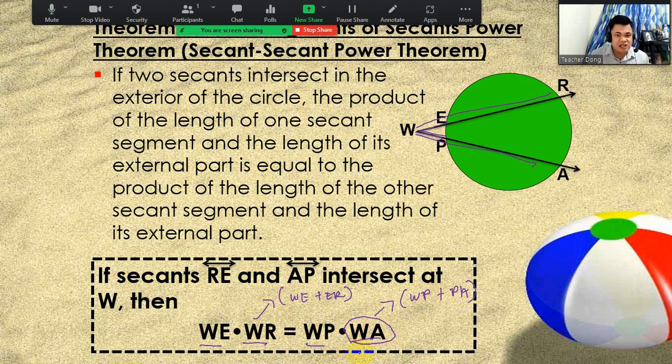Okay, so that's it. It's portion times whole equals portion times whole. In the previous theorem, it's portion times portion equals portion times portion. So I'm interpreting it like this so for you to be able to easily understand it. That is Theorem 117. So what is the hint? There must be two secants intersecting at the exterior of the circle.